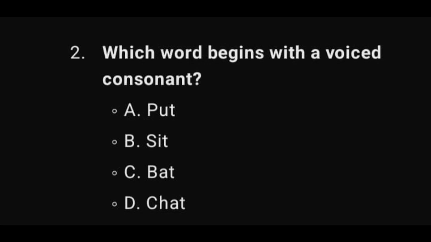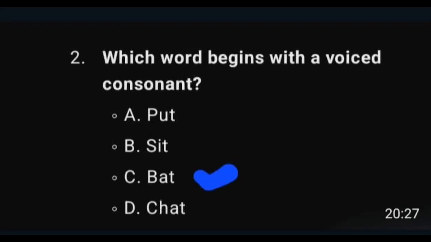Which word begins with a voiced consonant? Which word begins with a voiced consonant in each of these words? Is it option A, put, option B, sit, option C, bat, option D, chat? Which word begins with a voiced consonant sound? The correct answer is option C.